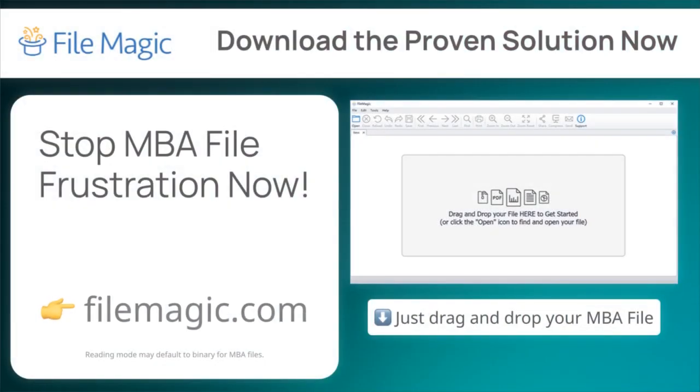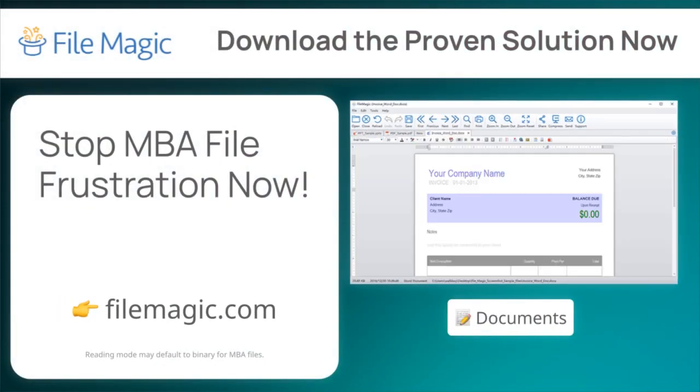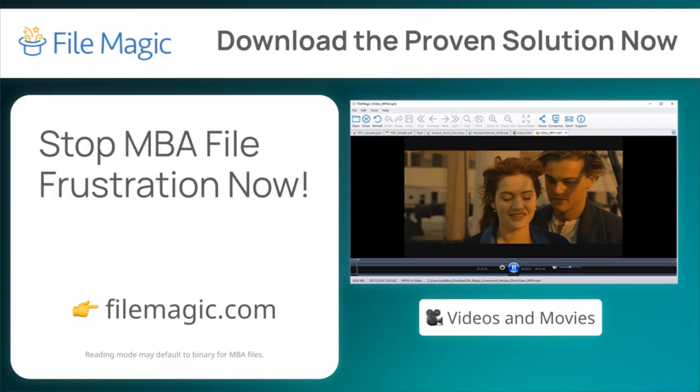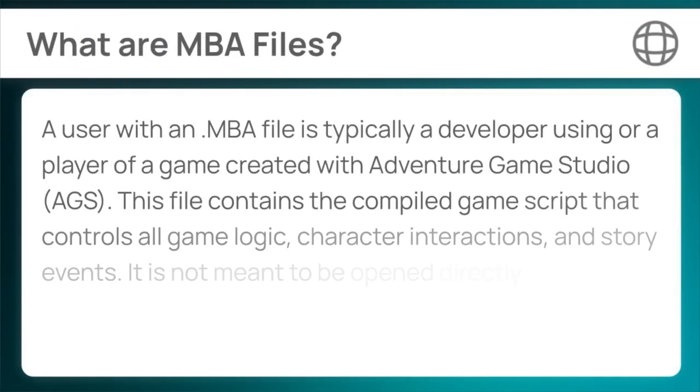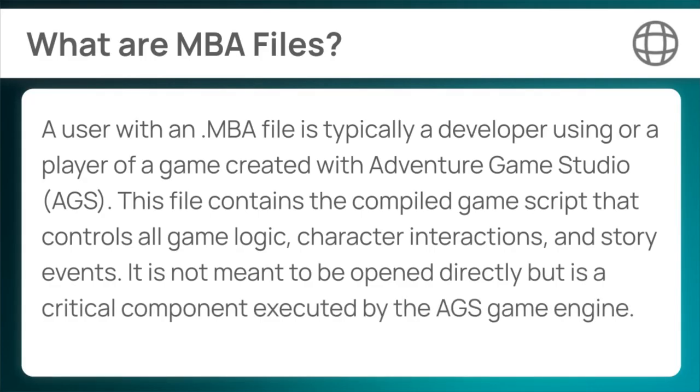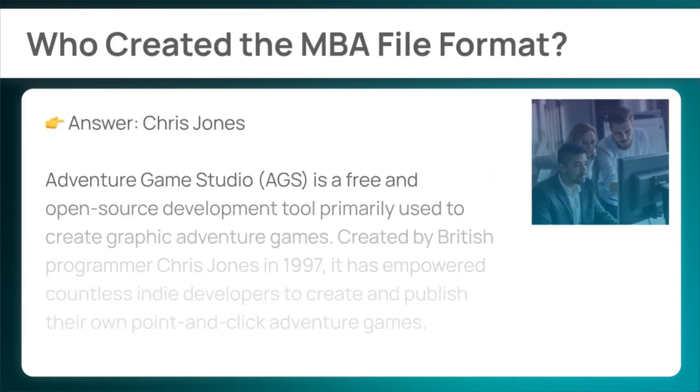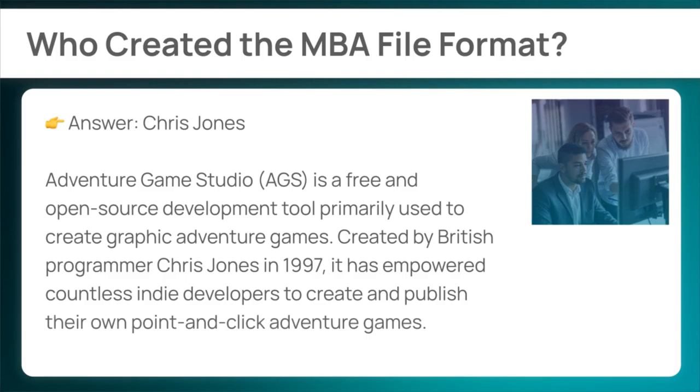If the standard fixes fail, I have a plan B, a proprietary technique that almost always works on stubborn MBA files. A user with an MBA file is typically a developer using or a player of a game created with Adventure Game Studio, AGS. This file contains the compiled game script that controls all game logic, character interactions, and story events. It is not meant to be opened directly, but is a critical component executed by the AGS game engine.